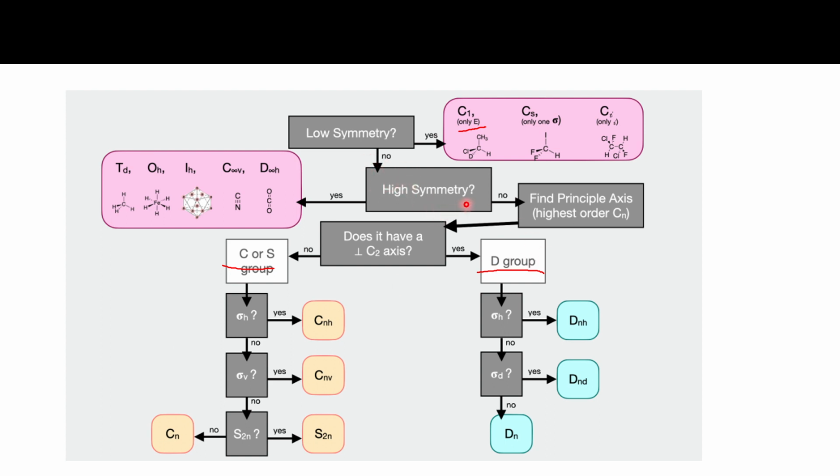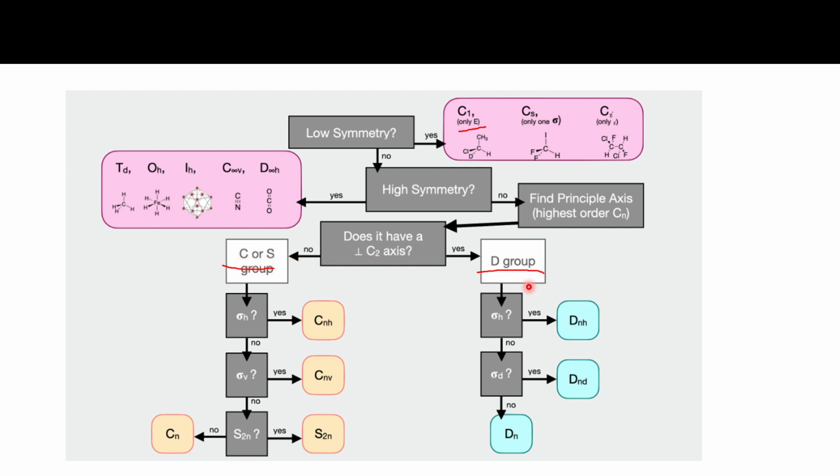Then we go for the higher symmetry. If the molecule has the highest order of Cn axis, and this Cn axis is perpendicular to a C2 axis, if a molecule has more than one C2 axis and your principal axis is perpendicular to those C2 axes, then the point group comes as D. If they are not perpendicular, then the point group comes as C or S.